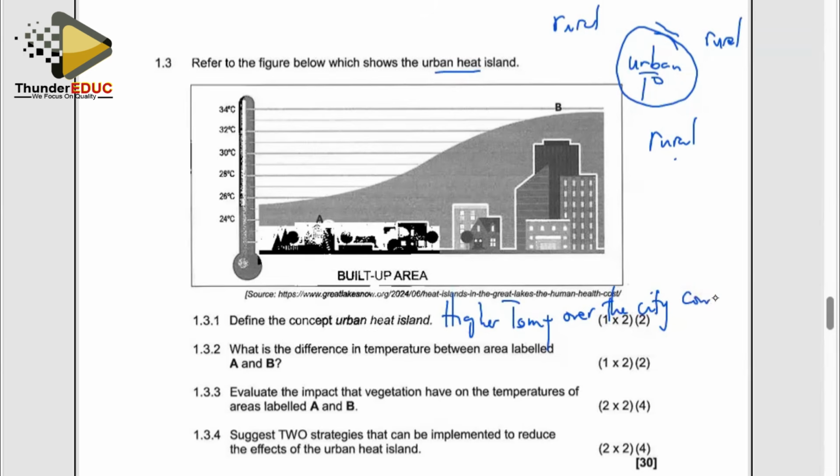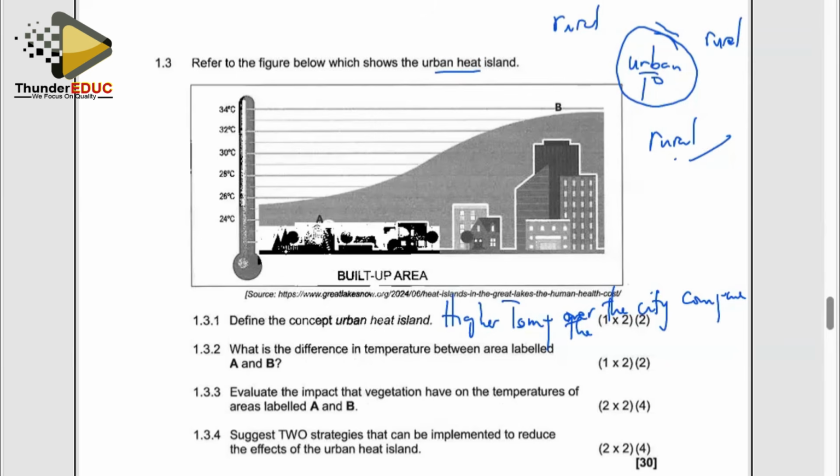Compared to the surrounding, our aspect here is the comparison. The urban area has got higher temperature and the rural area has got a lower temperature. That is an urban heat island. What is the difference in temperature between area labeled A and B?